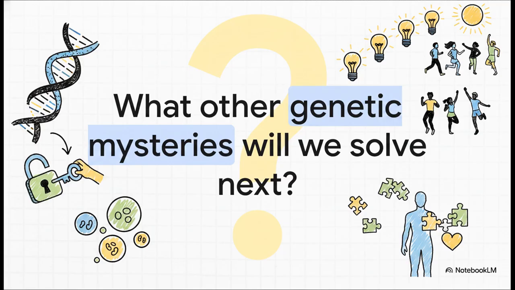But it leaves us with an incredibly exciting thought to ponder as we wrap up this explainer. If we can correct a single molecular misstep and reverse a systemic disease like cystic fibrosis, what other profound genetic mysteries are we currently on the absolute brink of solving?